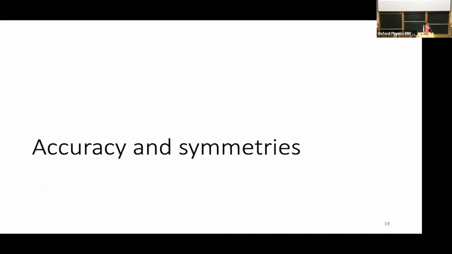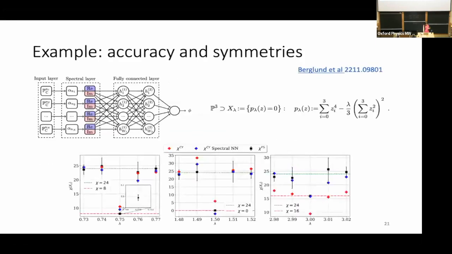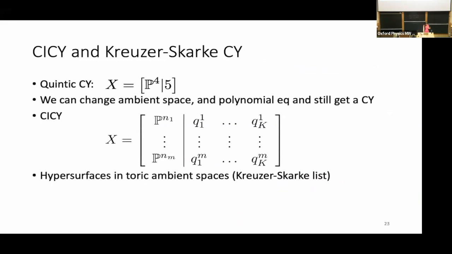Okay, accuracy and symmetry is something that I think I will just skip. This is related a bit to this feature engineering that Fabian told us about, and then I will just say a few things in the last 10 minutes about how in CY metric we are attacking other kinds of manifolds than the Calabi-Yau, than the quintic Calabi-Yau.